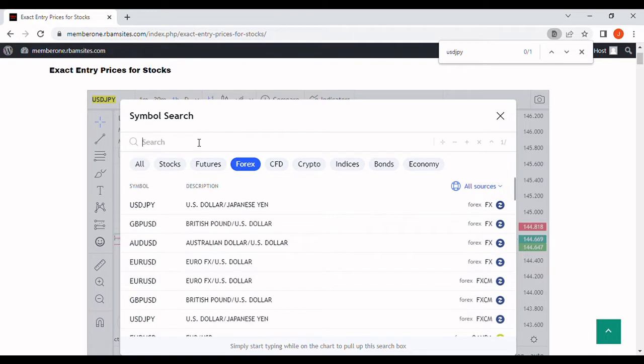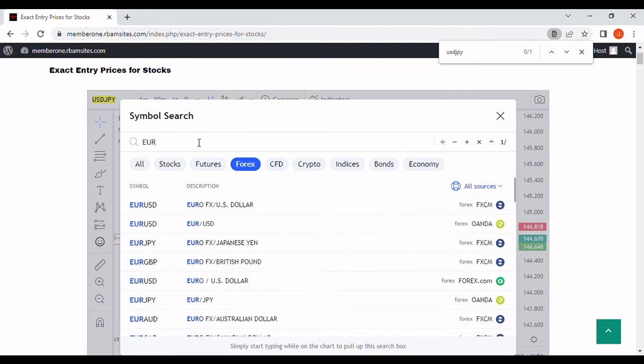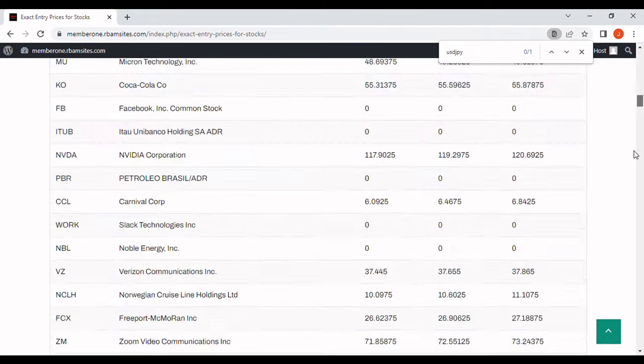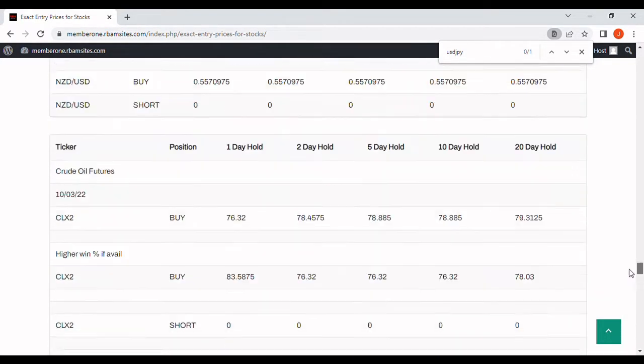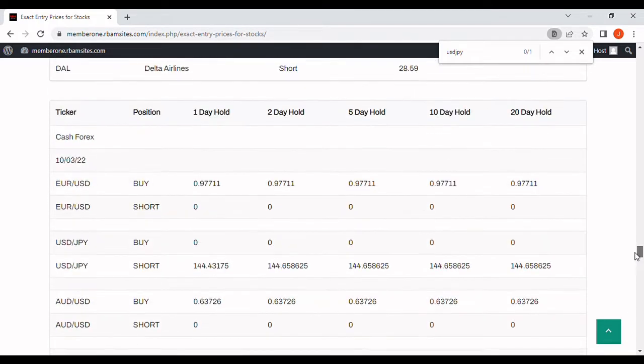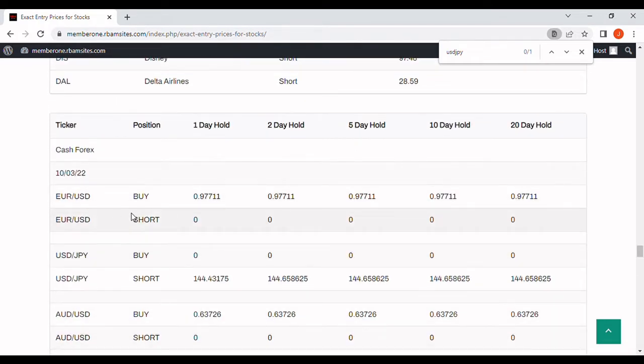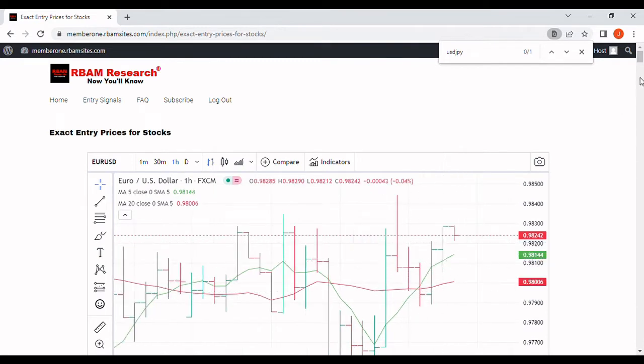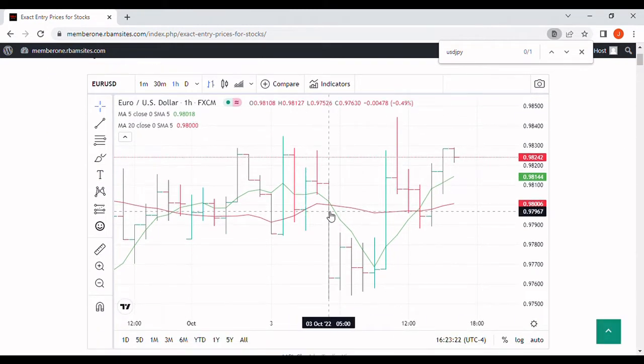Let's review another one. Let's take the euro versus the dollar hourly trade. Let's go back down here and find them again. We're looking at the euro versus the dollar. It says to buy. Let's just take a 1-day, 97.711. Buy 97.711. So that would have been this bar here.